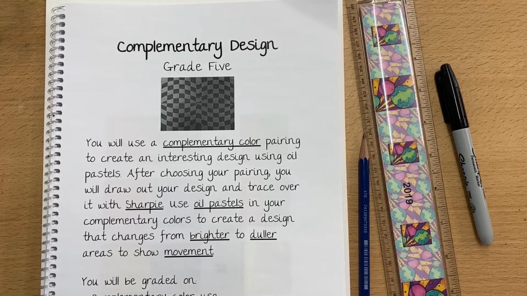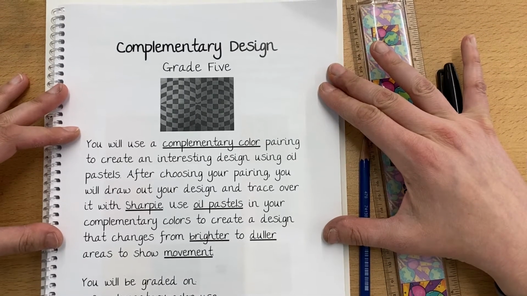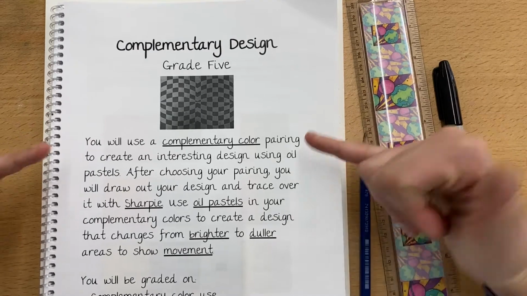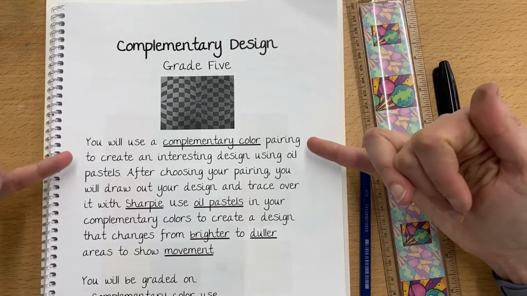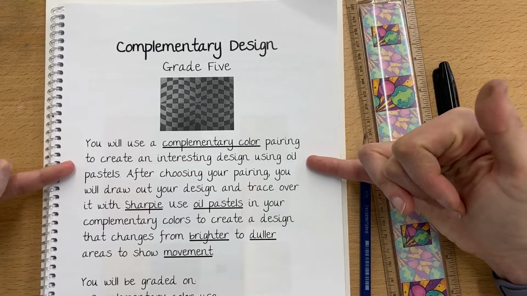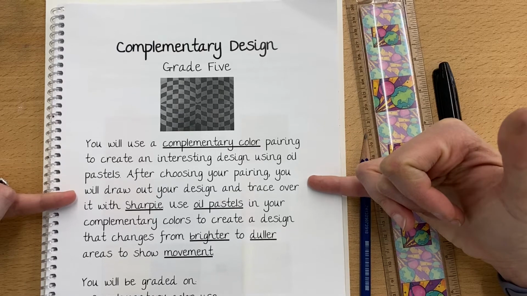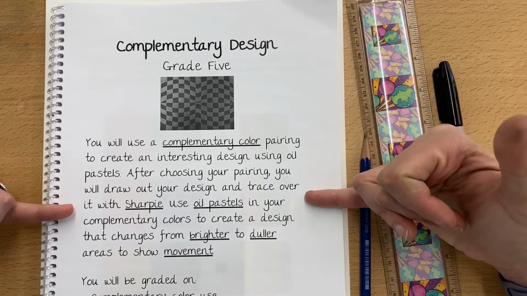Welcome back, 5th grade. We are going to get started on our complementary color design today. So let's remind ourselves of the guidelines for this project. You will create a complementary color pairing. You will use a complementary color pairing to create an interesting design using oil pastels. After choosing your pairing, you will draw out your design and trace over it with Sharpie.